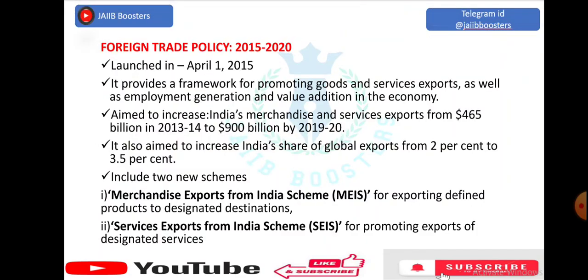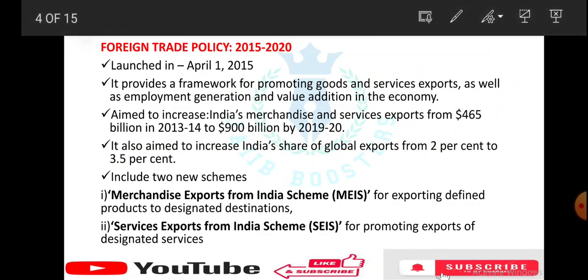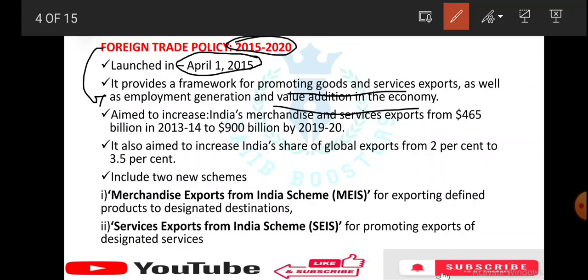Next, foreign trade policy 2015 to 2020. Remember this year, they may confuse you by giving different years. It was launched on April 1st, 2015. And what will this foreign trade policy provide? Promoting goods and services exports as well as employment generation. As there is export, there will be generation of employment, right? And value addition in the economy.